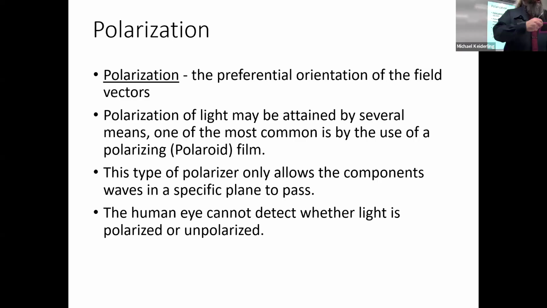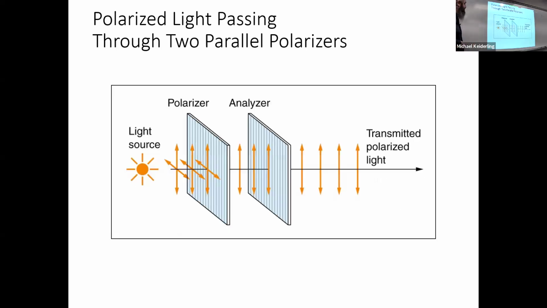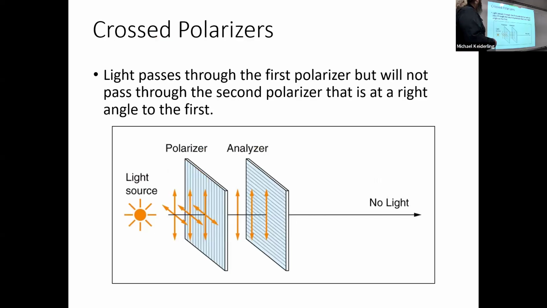And then if I have another one that also polarizes vertically, rotate it so it polarizes horizontally, it blocks all of them. And the human eye cannot detect whether light is polarized or unpolarized, or how it's polarized. So if you have a polarizer, then you have an analyzer, and they're in the same direction, you'll get transmitted polarized light. Here you have a polarizer and an analyzer at right angles, you'll get no light.